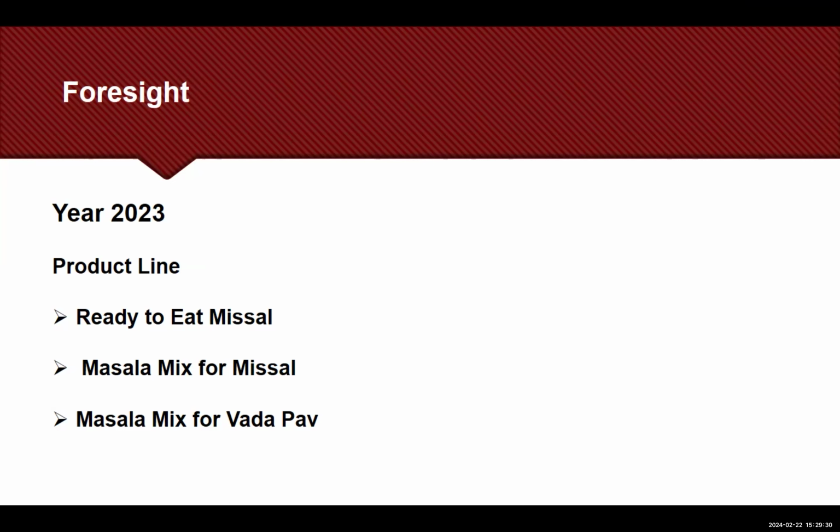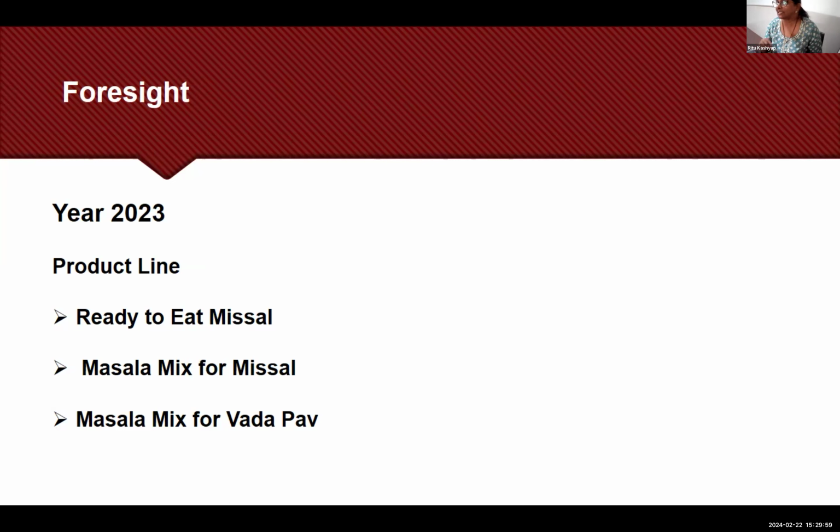So as a result, he thought of introducing ready-to-eat misal, where he started selling all the ingredients in a ready-to-eat packet. He also started selling masala mix for misal so that people can simply take the masala mix and add it at home so that they do not miss out on consuming the misal. And also the masala mix for vada pav.